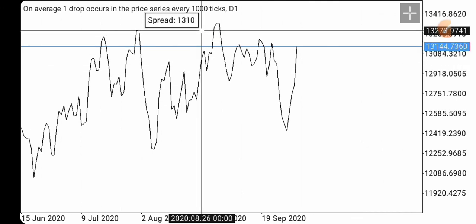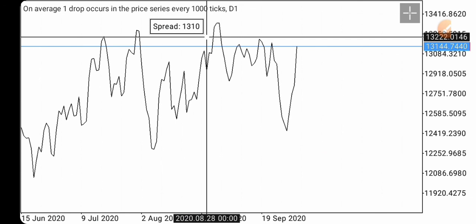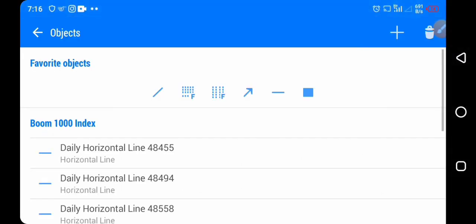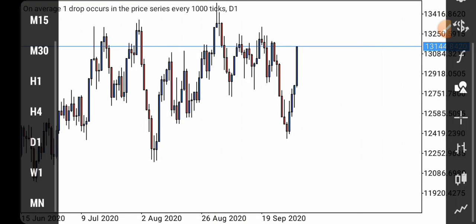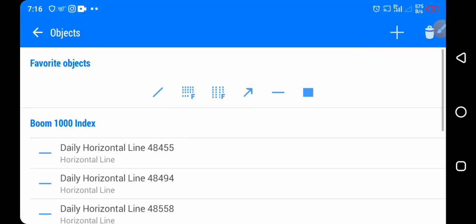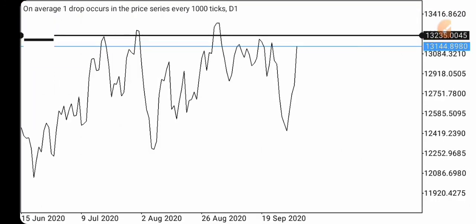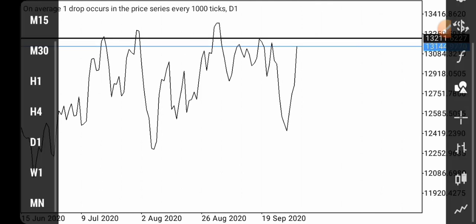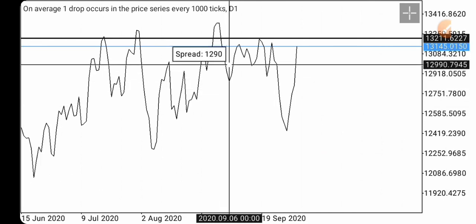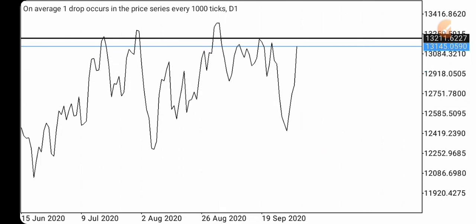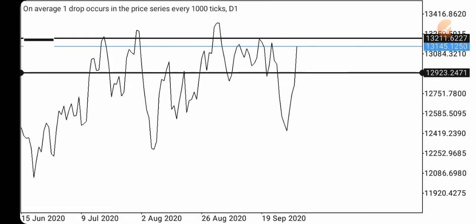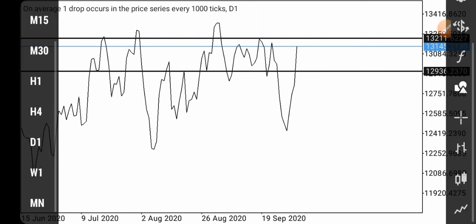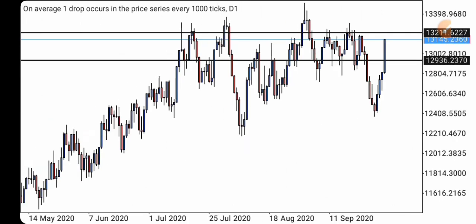Okay, let's do it like this. That's the key level. Market is going in that direction. So what we do, we place it here and wait for the market to get to us. Then another here. Okay, we place another here. So just like that, you identify your support and resistance zones. Okay, I think that should be enough for today.